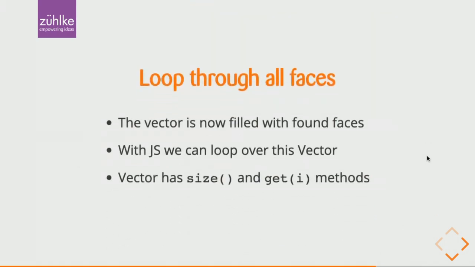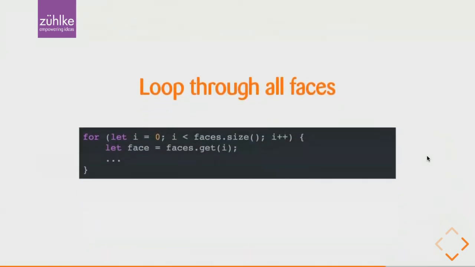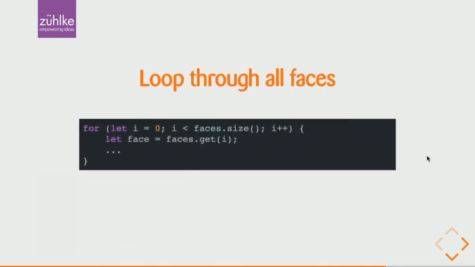So we just need to loop through that vector and paint these faces. Easy as that. This will look something like this. Since this is a C++ object now, right? That vector is not a JavaScript object, not a real JavaScript array. You can't do dot forEach or dot map or dot filter. So you have to do a classical for loop over it.